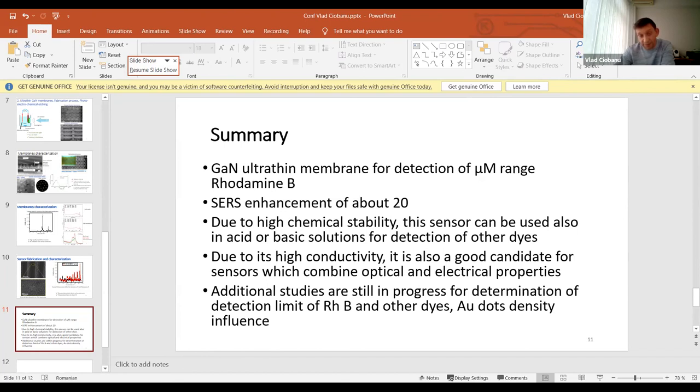There is also a need for additional studies, which are still in progress, for determination of the detection limit and also for other dyes. And also to see the influence of the density of gold dots.